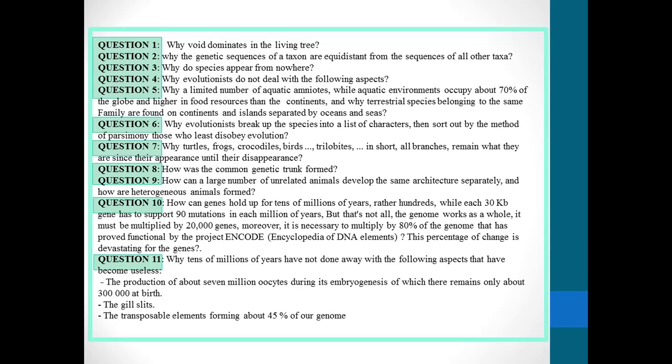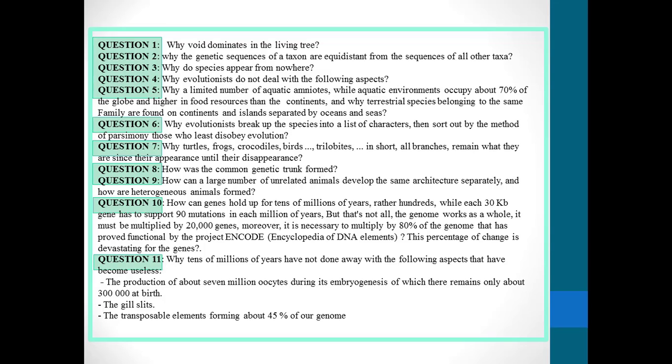How was the common genetic trunk formed, and how can a large number of unrelated animals develop the same architecture separately, and how are heterogeneous animals formed? And we come to question 10: how can genes hold up for tens of millions of years, rather hundreds, while each 30 kilobase gene has to support 90 mutations in each million years?